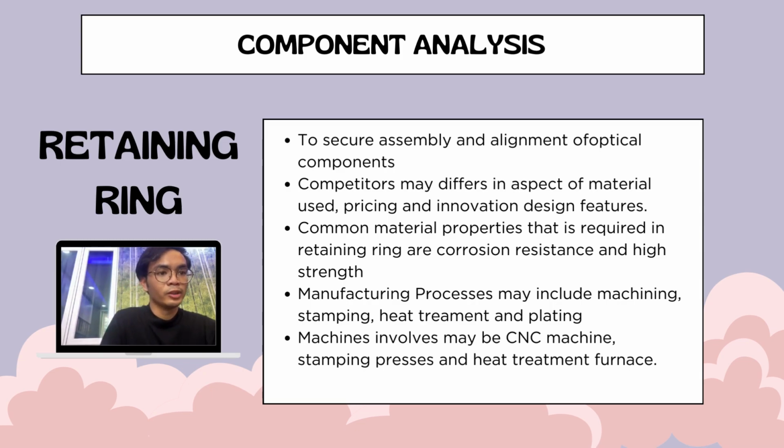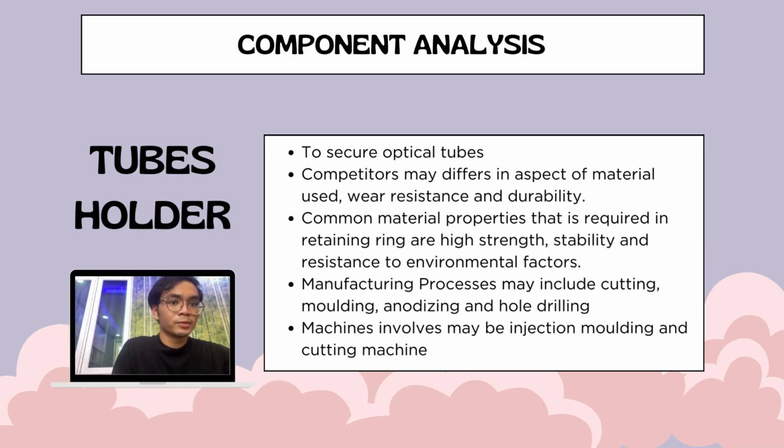And the machines that will be involved are the CNC machine, stamping presses, and heat treatment furnace. For the last part is the tube solder. The purpose of the tube solder is to secure the optical tubes.